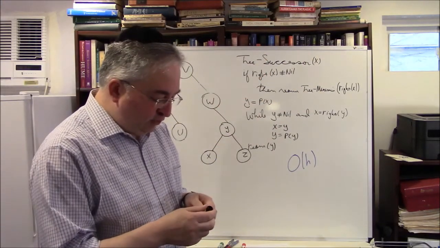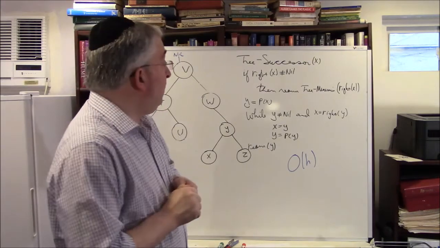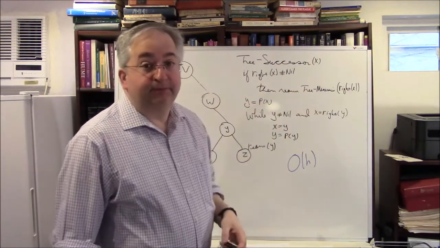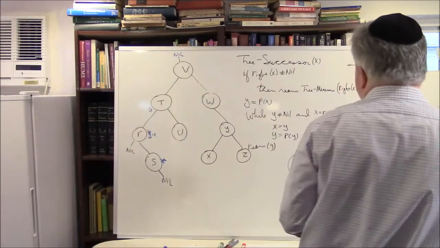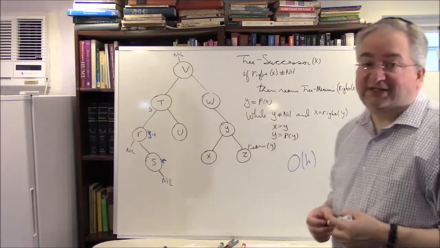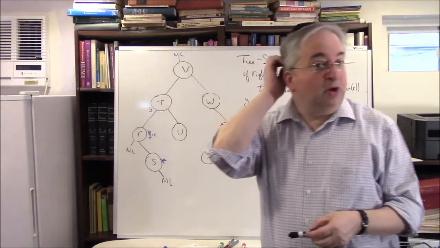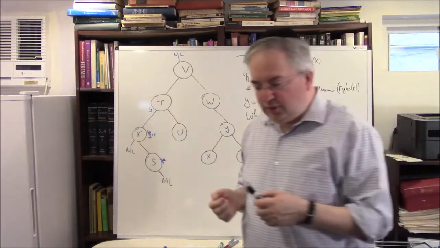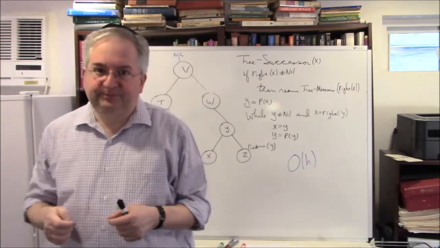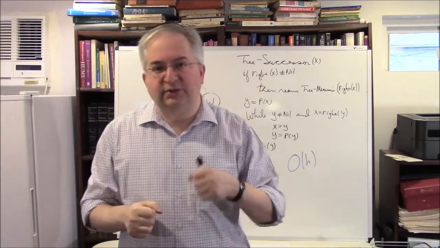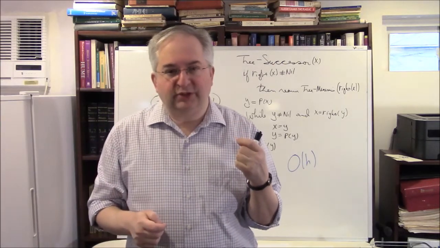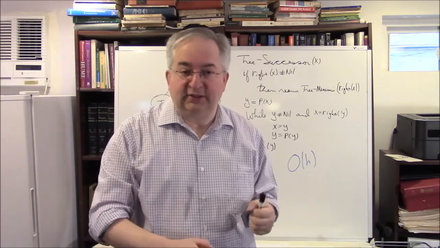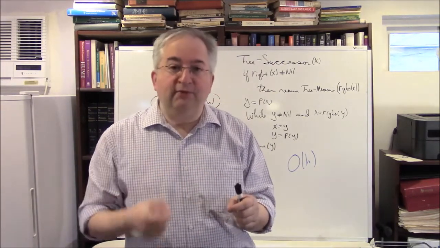I just want to say we did minimum because we're going to do successor. But you can also do tree maximum, find the maximum element of the tree, and then you could do tree predecessor. This is one of the homework problems. What's the tree predecessor? What's the definition of a predecessor? In other words, it's the one right before it.